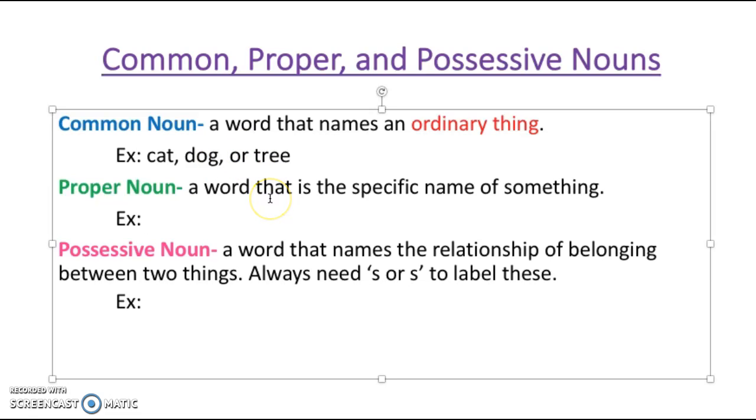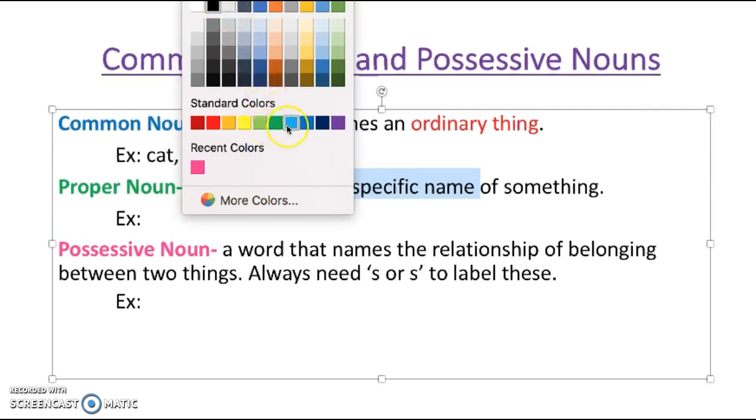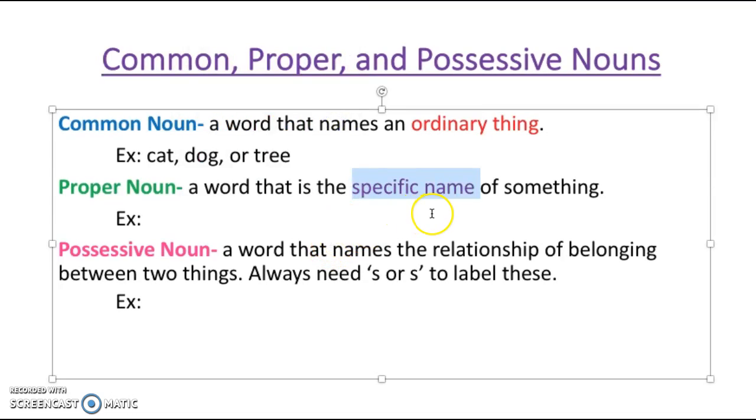So second, we have a proper noun. Now a proper noun is a word that is the specific name of something. I want everybody to remember specific name. So for example, the cat Marie from the Disney movie Aristocats. If any of you have ever seen it, you're not just telling me, oh yeah, that cat. You're telling me Marie, that specific cat, I'm talking to her.